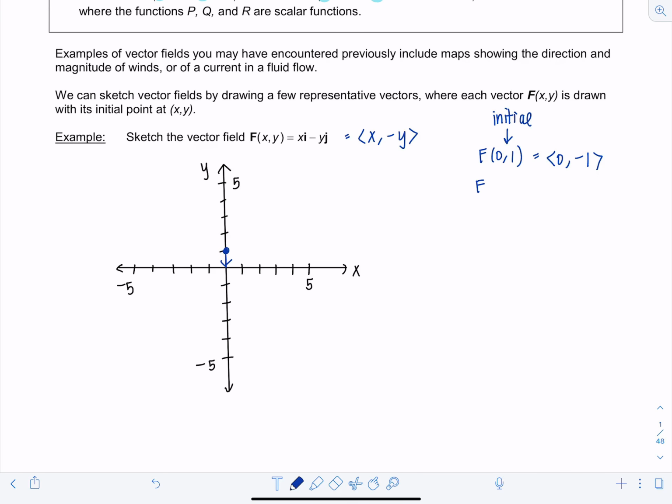What if I switched them around? F of (1, 0). Then I would have the vector <1, 0>. Okay, so I'm going to start at (1, 0), that's my initial point, and then draw a vector with components <1, 0>. Okay, interesting. What about F of (1, 1)? That would have components <1, -1>.